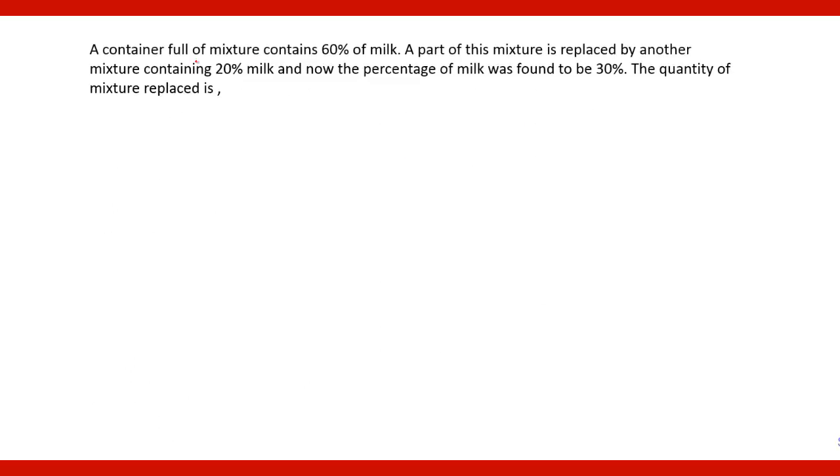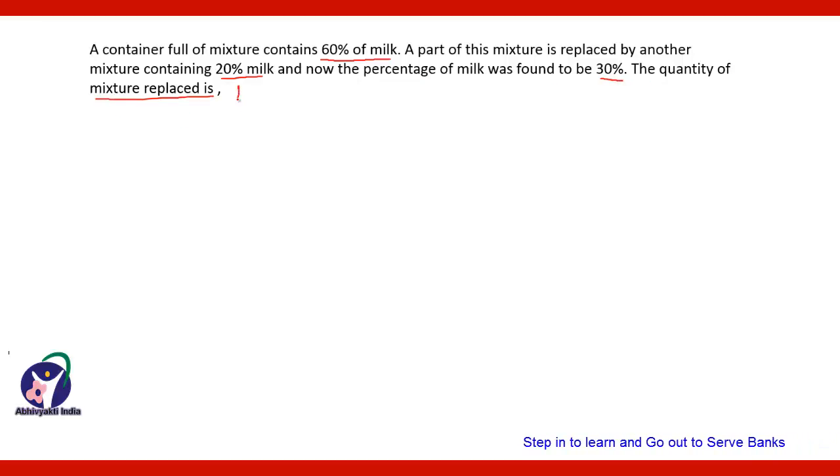Here is the first question: a container full of mixture contains 60% of milk. A part of this mixture is replaced by another mixture containing 20% of milk, and now the percentage of milk was found to be 30%. The quantity of mixture replaced is? Now this can be solved by the alligation method.